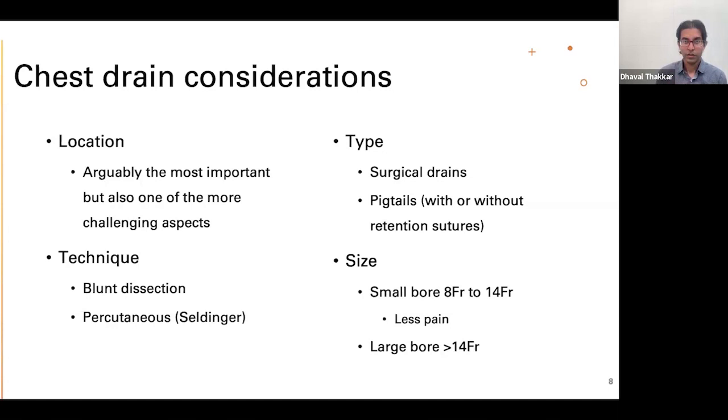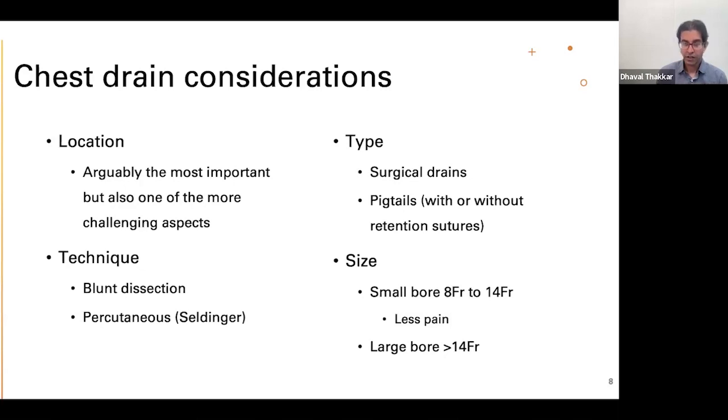And so, talked about types of drains, surgical drains, so more rigid, larger drains versus the pigtails, the catheters with or without retention sutures that we have. And depending on what type of drain we're using will determine the technique that we use, whether it's blunt dissection or a percutaneous Seldinger method.